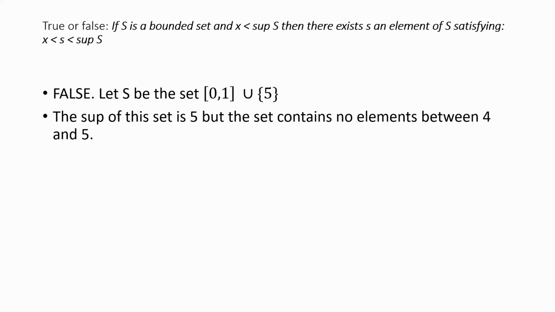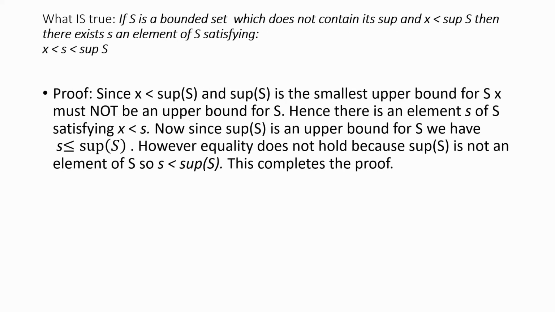Notice that in the statement of the theorem, the element of S we're looking for is supposed to be strictly between x and sup S. It's supposed to be greater than the number x, but it's supposed to be less than sup S. And the only thing in S that's bigger than 4 is, in fact, sup S. So what is true is that if S is a bounded set which does not contain its sup, and x is less than sup S, then there's an element strictly between the two. So you need that extra condition that the set S does not contain its sup.